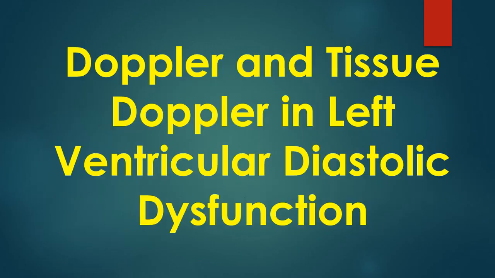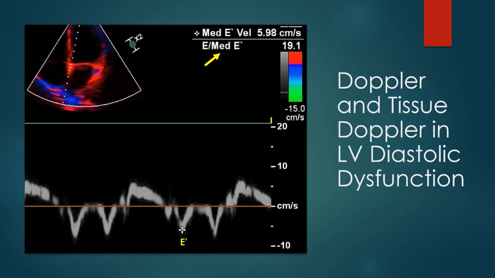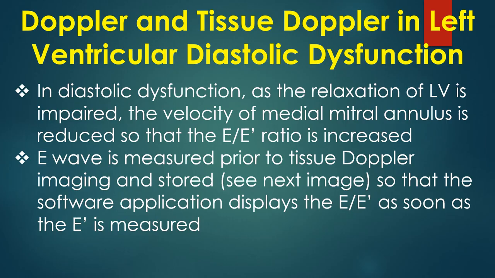Doppler and tissue Doppler in left ventricular diastolic dysfunction. This is a tissue Doppler image with color kinesis in the inset. E by E prime of the medial mitral annulus is shown as 19.1, indicating left ventricular diastolic dysfunction. In diastolic dysfunction, as the relaxation of the LV is impaired, the velocity of medial mitral annulus is reduced so that E by E prime ratio is increased.